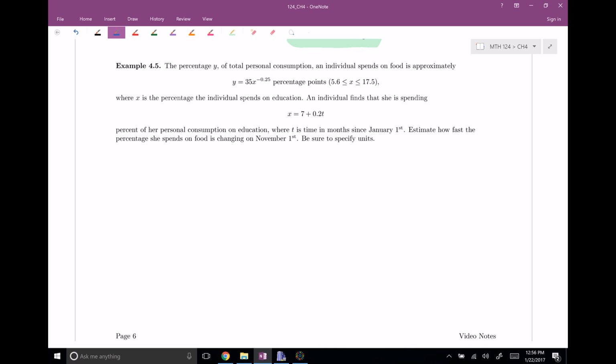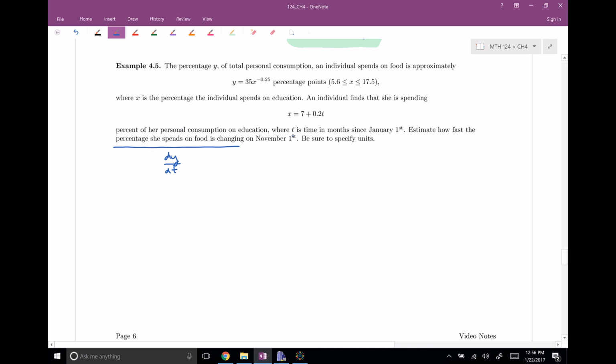And so we want to know, November 1st, estimate how fast the percent she spends on food is changing. So the percent she spends on food, that's our y value. The y value is changing on November 1st. So this is talking about a derivative of y with respect to time, right? So how fast is it changing on November 1st? Be sure to specify units. November 1st, okay. So this is at a very specific time. Not just the derivative function, but we want it at a very specific time, right? So we want November 1st.